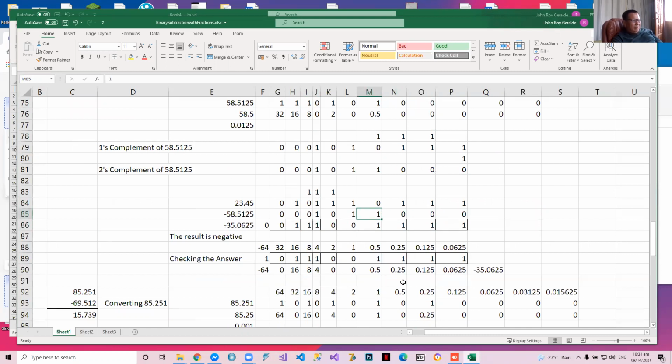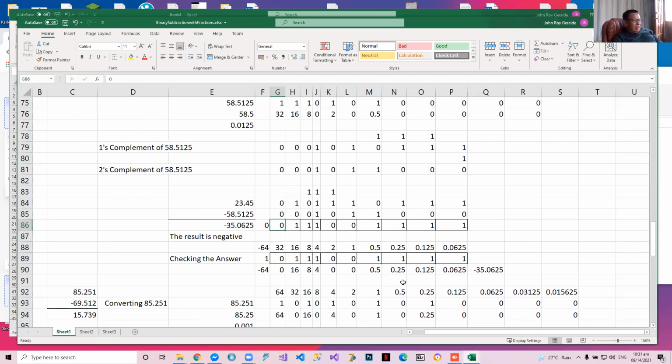So hanggang dito tayo. This is the critical part. This is a 0 carry 1. This is a 0 carry 1. This is a 1 carry 0. This is a 1 carry 0. This is a 1 carry 0. 0 plus 0 is 0. This is a carry 0. Do you follow?